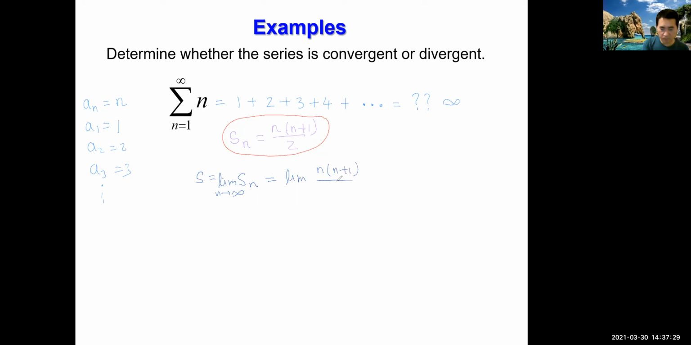You see that the numerator goes to infinity. The denominator stays the same as 2, so that approaches infinity. And now it's confirmed the answer we got is infinity. So this series diverges. We were asked to determine whether it's convergent or divergent. The series diverges, or is divergent.